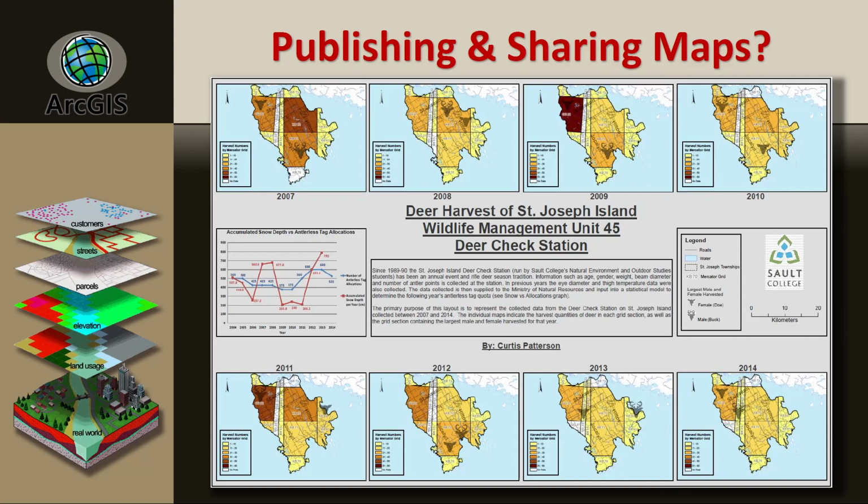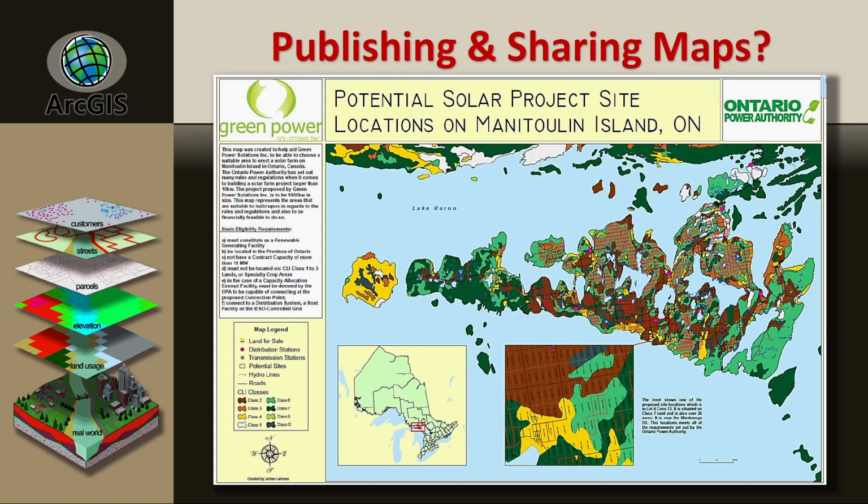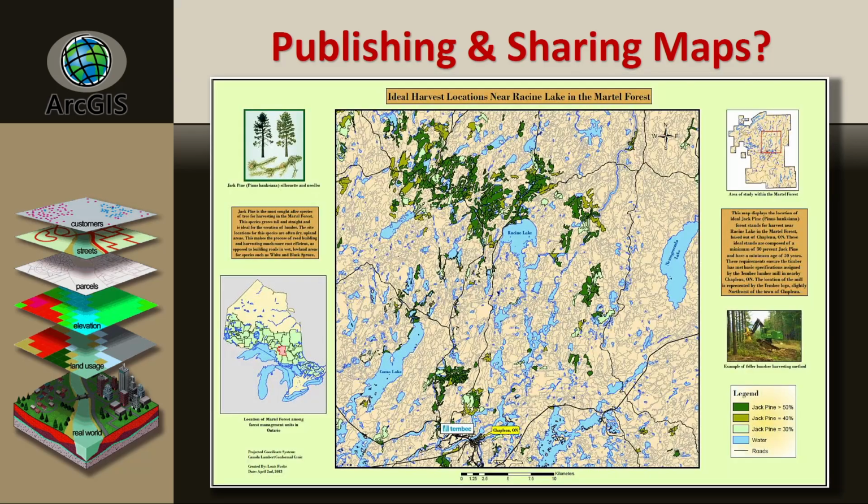And these things can be shared to groups. They can be shared as public documents online using Esri's ArcGIS Pro software. All of these maps were created with ArcMap, which is a previous version of the software. So here's one, solar project sites on Manitoulin Island, just showing you where the best solar sites are. Pretty cool to think about things in that term.